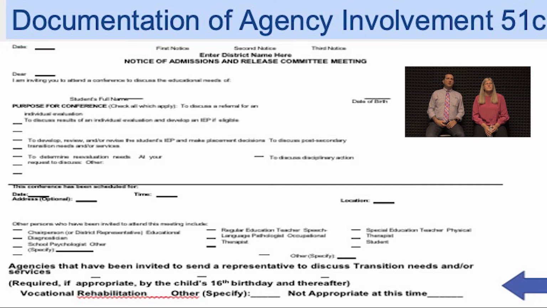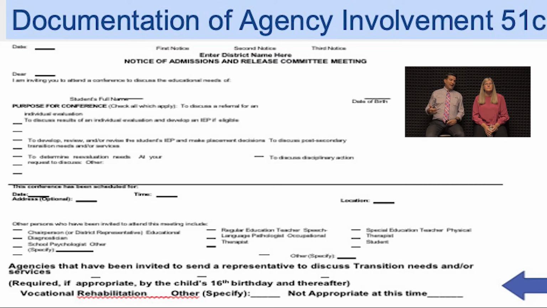So as you see here, we have a screenshot from one of the documents that we use, which is the Notice of ARC, and we realize that you may not leave this section blank if the student is 16 or older. And what I'm talking about is that little piece down there at the bottom where the arrows are pointing that says it's not appropriate at this time, or we're going to invite voc rehab, or we're going to invite another agency.